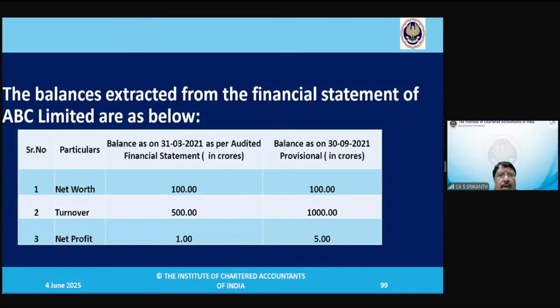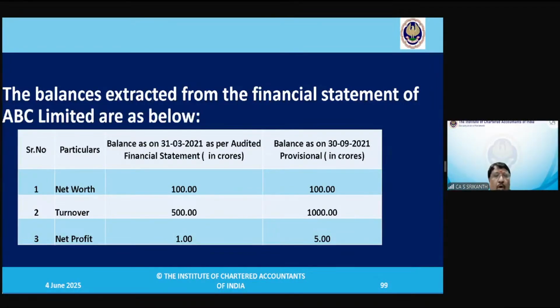Okay. Here, ABC Limited, net worth 100, turnover 500, net profit 1 crore, less than. Now, this was on 31/3/21, but on 31/3/22, this has become 100. No problem. Oh, turnover has become 1,000.